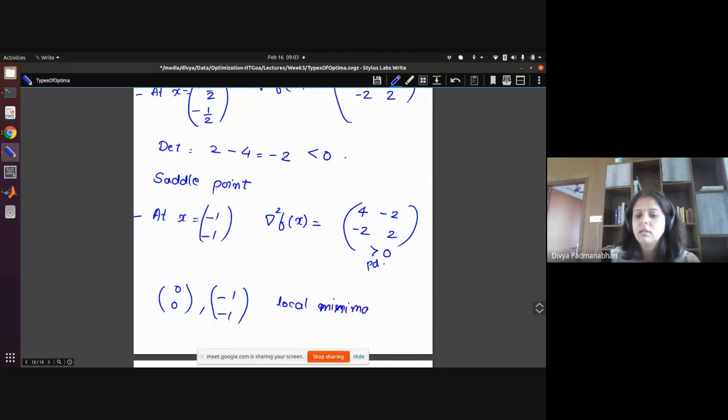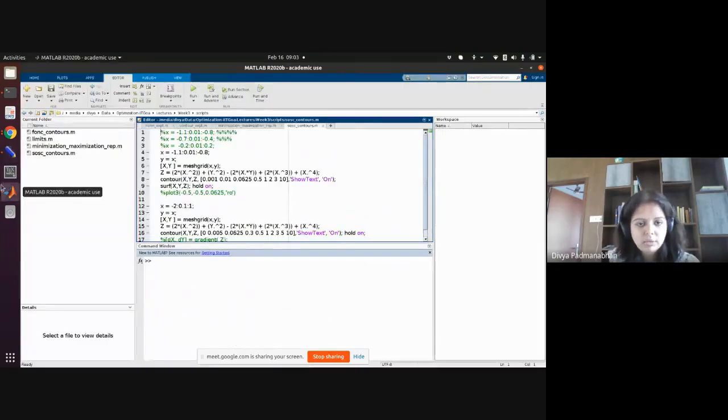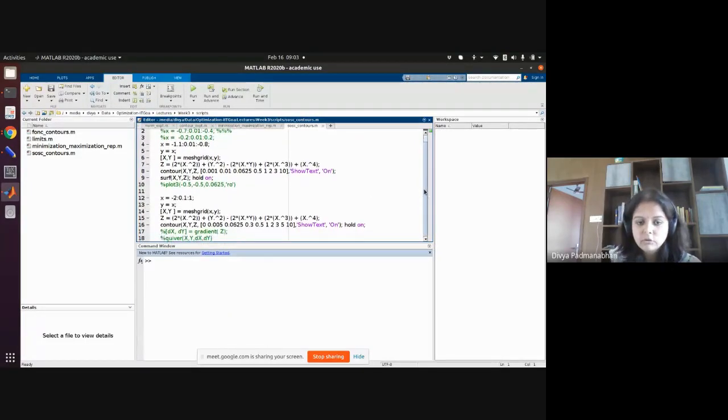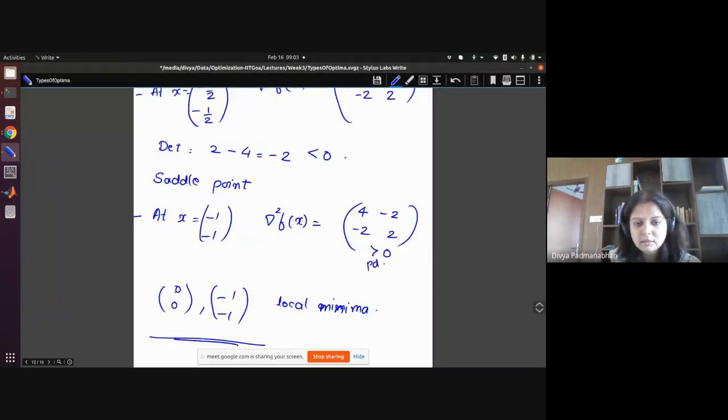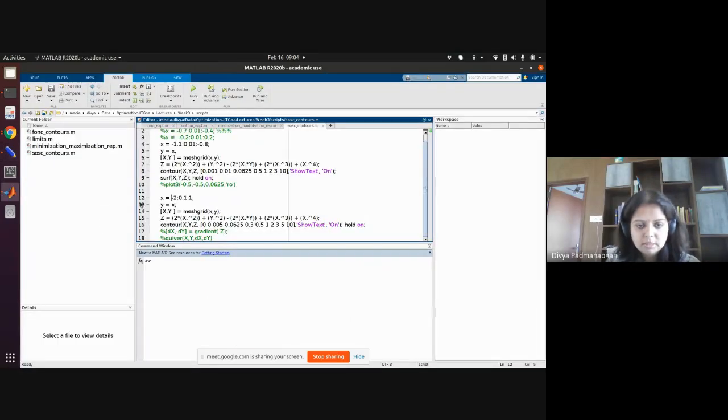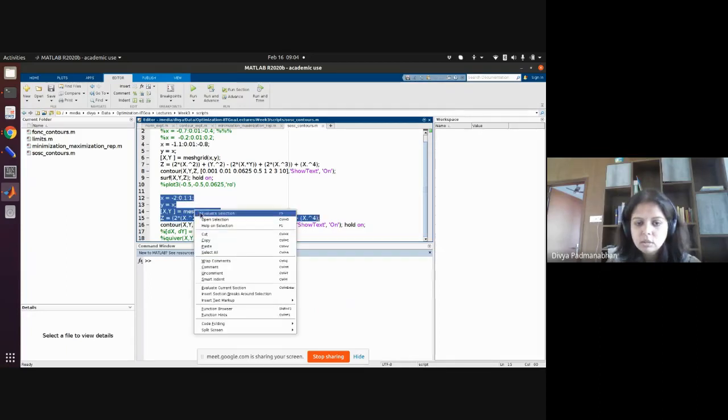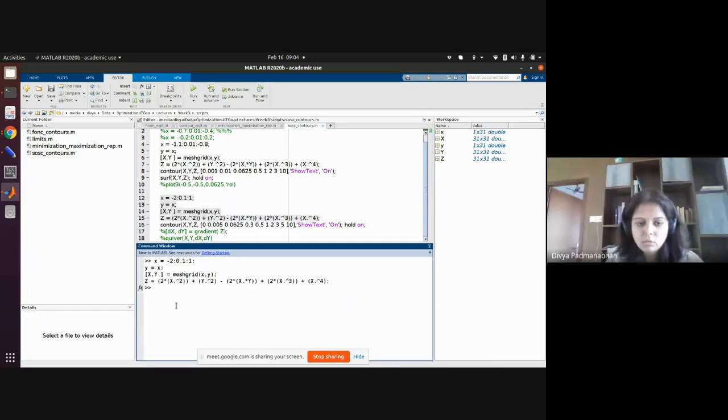Okay, so just to cross-check it, let's see what we get if we plot this. This is in two dimensions, so we can plot it. I've just written the code already. So first let us just see the contours. I'm taking the range -2 to 1, because the points we want are 0, -1, and -1/2, so this covers that. Let's see what happens in that range. I'll also plot the surface.